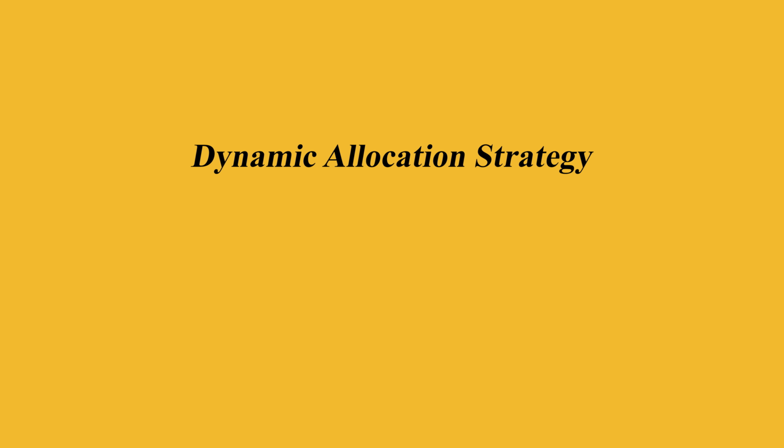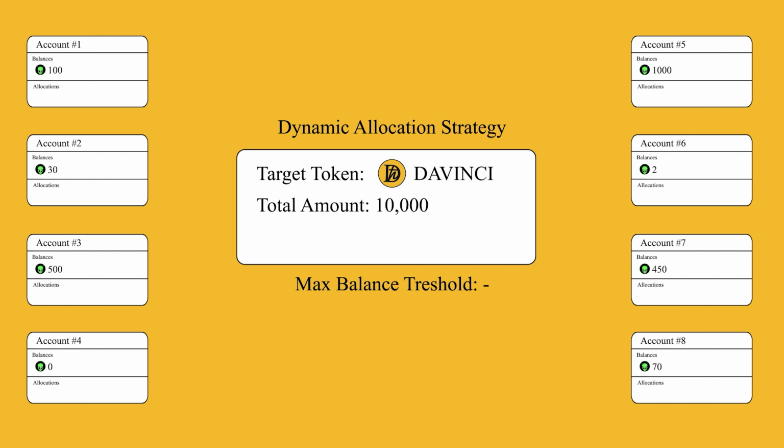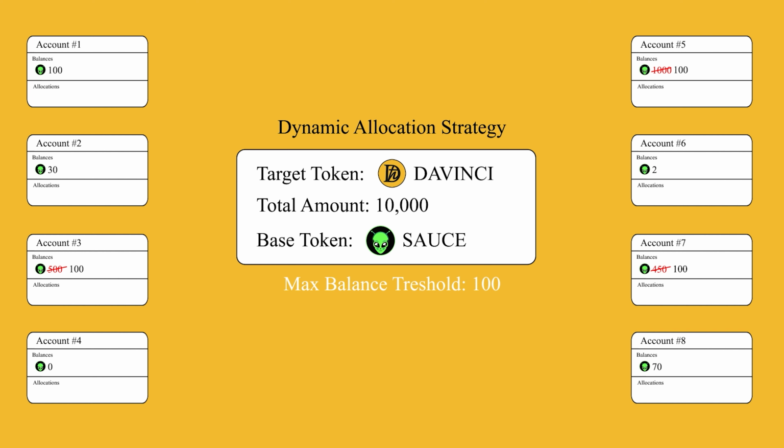Finally, we have dynamic allocation, which allocates tokens based on the balance of another token, referred to as the base token. This strategy is perfect when you want to allocate based on an account's holdings of a particular token. For example, you can allocate 10,000 DaVinci tokens based on how much sauce each account holds. The more sauce tokens an account holds, the more DaVinci tokens they will receive from the allocation. Additionally, there's a max balance threshold you can set. This ensures that accounts with very large balances don't receive disproportionately large allocations.